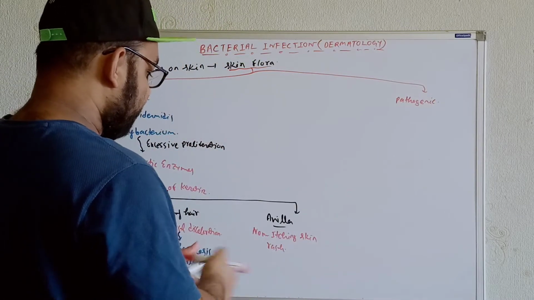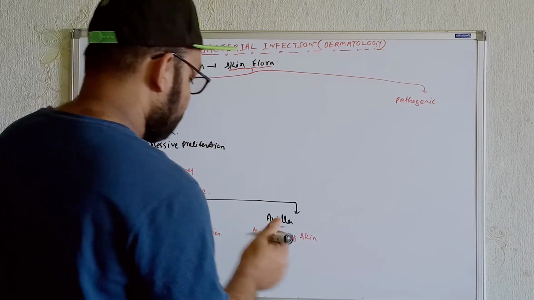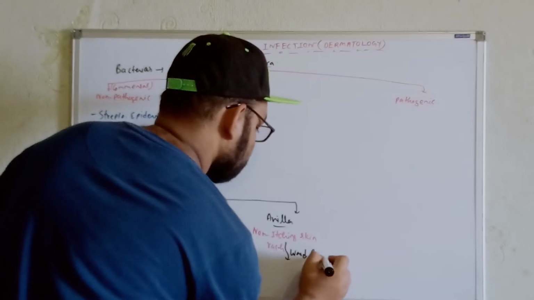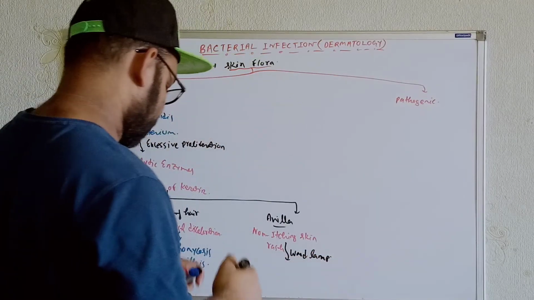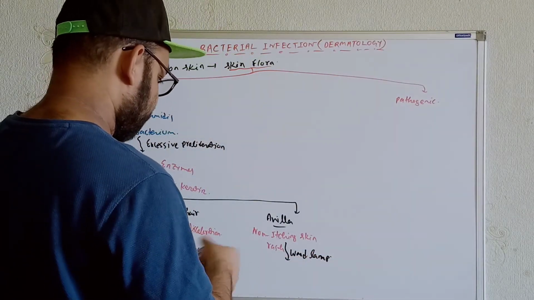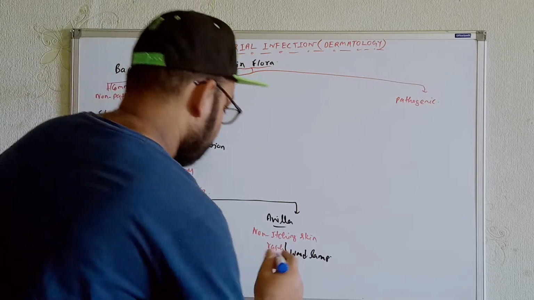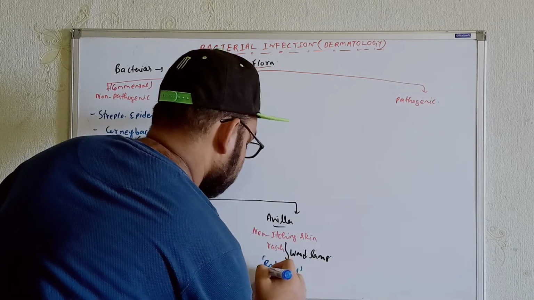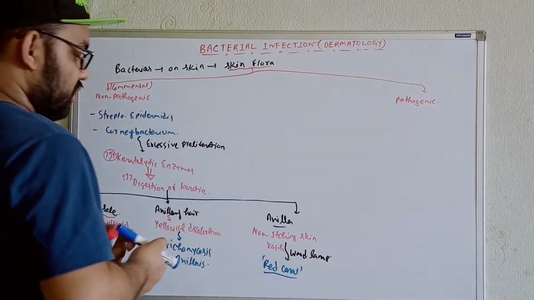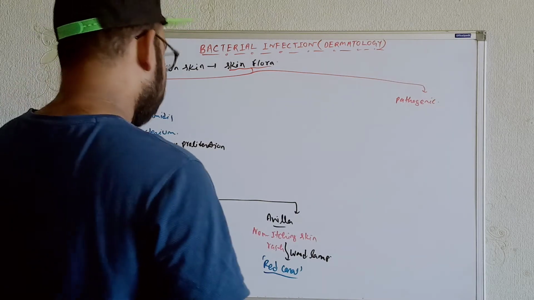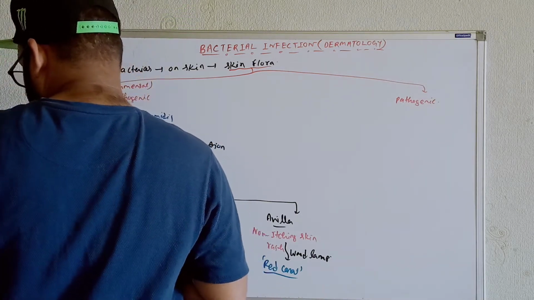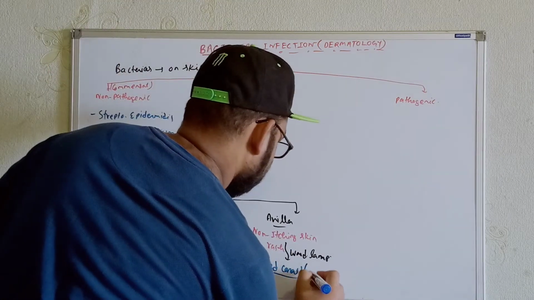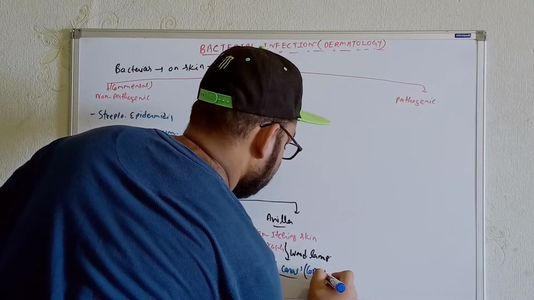Now if we see these under the Wood's lamp, what type of thing will we get? We will get a red coral shape, just like this. Why? Because whenever we do the testing for it, we use coproporphyrin 3.